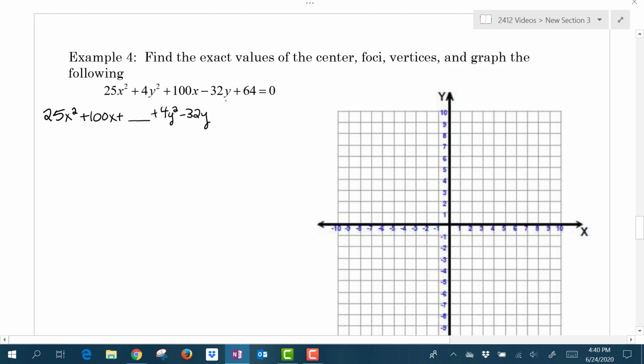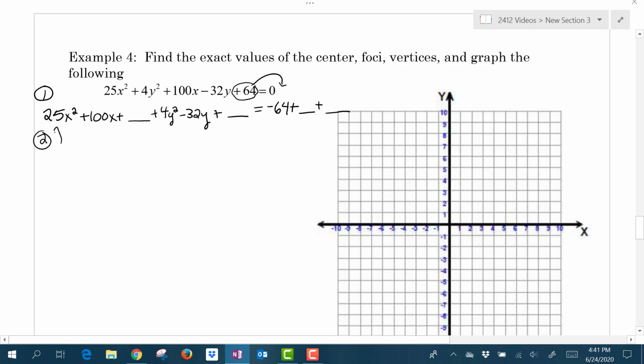The order really doesn't matter. Alright, anything that doesn't have to do with the variable, I'm going to move to the other side. And that is going to change signs, so it becomes a negative 64. So be careful about your signs when you bring things over. So step one is kind of an organization of the equation.